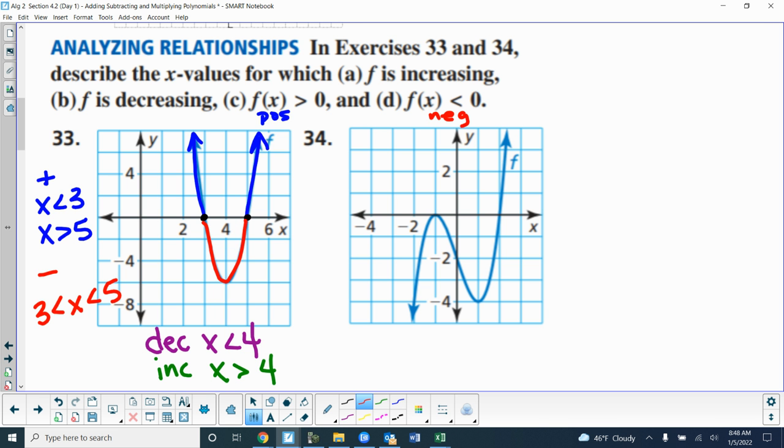Does that help going over that? Okay. Anybody else have a question? All right, and then anybody need to go over 34? We good on that? You guys have the answers there in front of you? Okay.